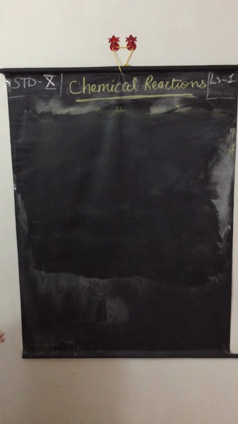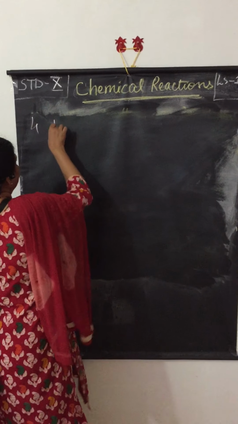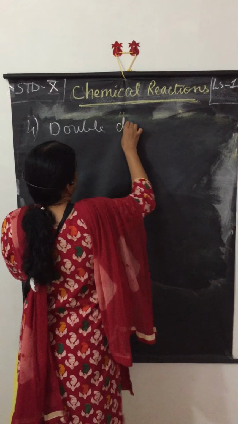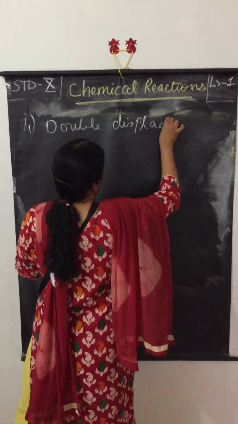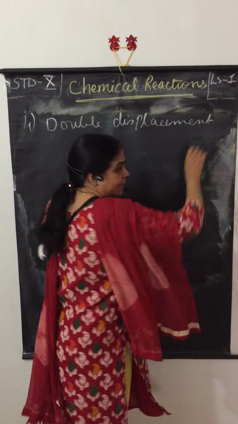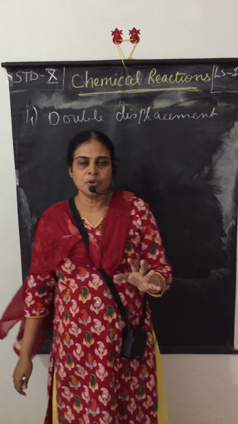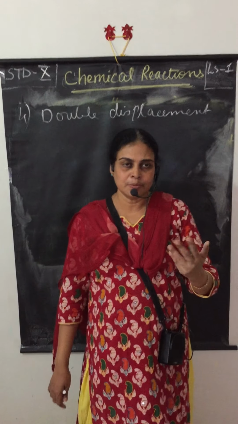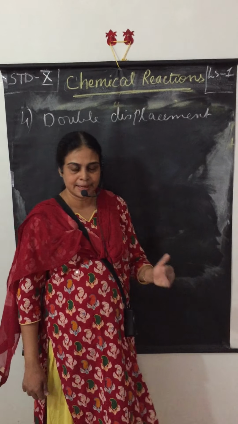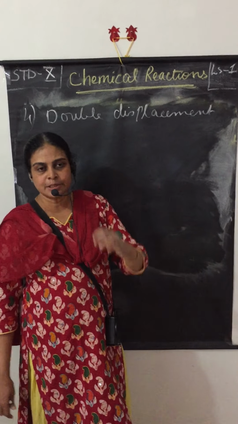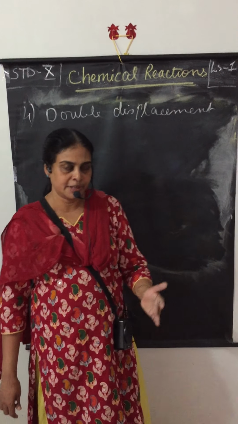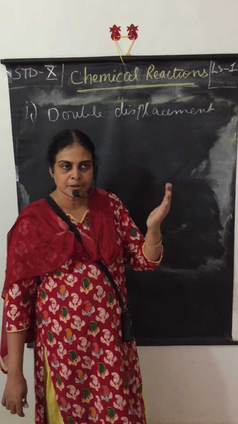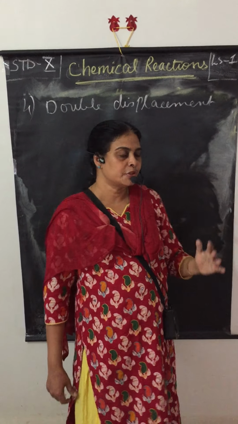Double displacement reaction. That is the fourth reaction. For this reaction, suppose you take barium chloride in a test tube and add sodium sulfate to it. After some time you can see the precipitate of barium sulfate formed, and that is called the precipitation reaction or the double displacement reaction.